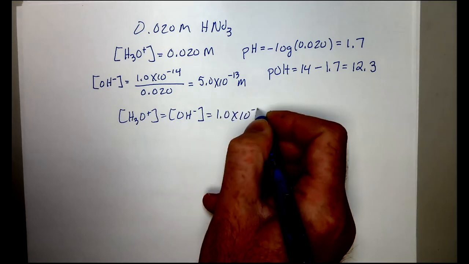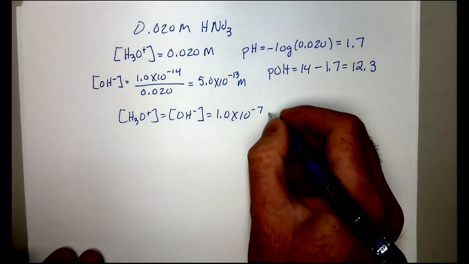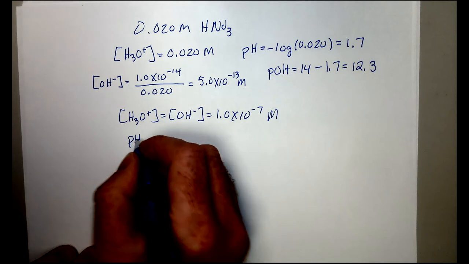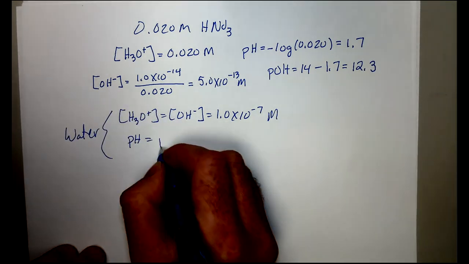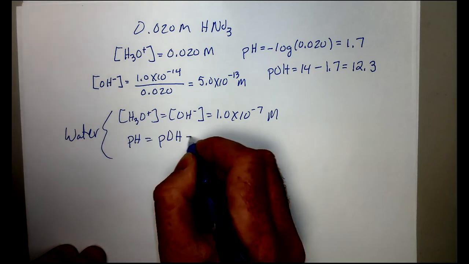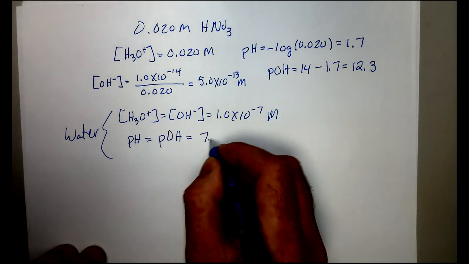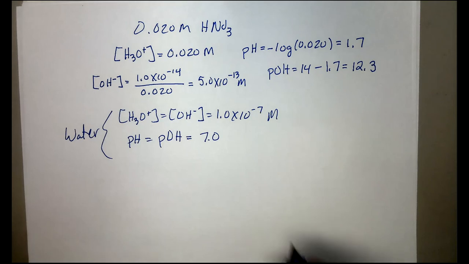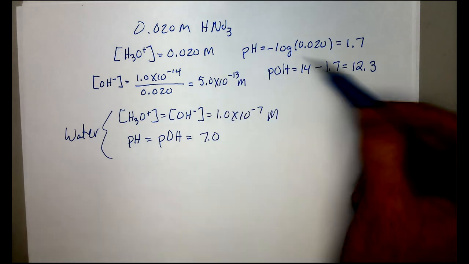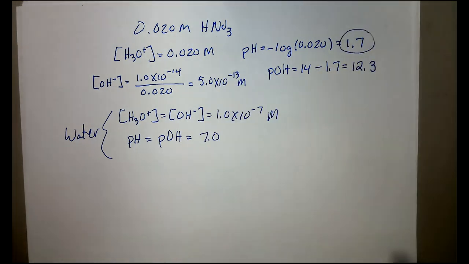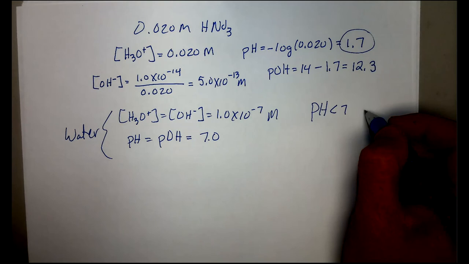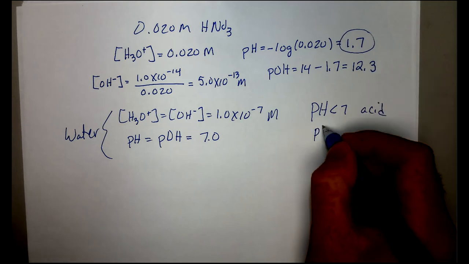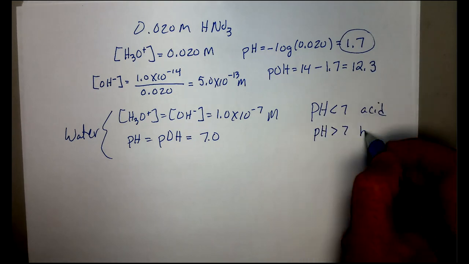And so what we can see is that since the hydronium ion and the hydroxide ion concentrations each equal 1.0 times 10 to the negative 7th for neutral water, the pH of neutral water equals the pOH, which equals 7. But this is nitric acid, pH 1.7. So that must mean that pH below 7 is acidic, and pH above 7 is basic.